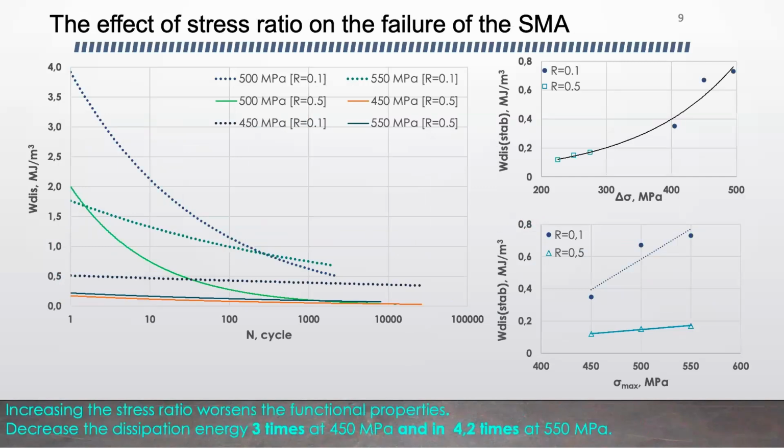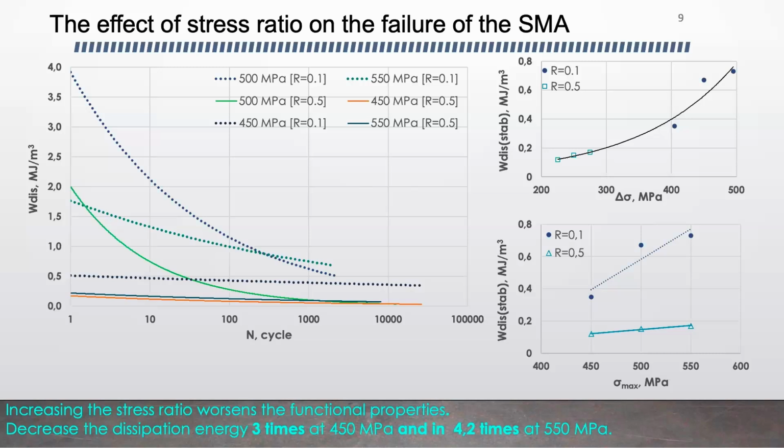Also, energy-based criteria were used to present these results. Dissipation energy was used to compare this data. An increase in stress ratio was revealed to worsen the functional properties of shape memory alloys for all specimens and all testing regimes, and it decreases the dissipation energy 3 times at 450 megapascals and 4.2 times at 550 megapascals.